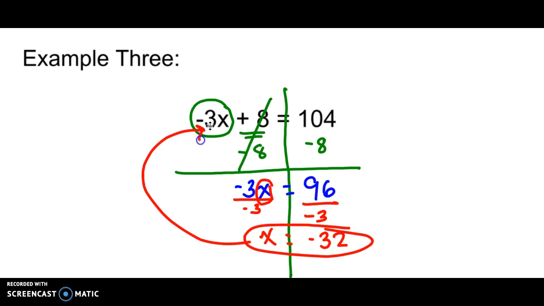Again, we can plug that back into x, just trying to show you just how easy it is to make sure that your answer is correct. -3 times 32 gives me -96. -3 times -32 is a positive 96, plus 8 is 104.